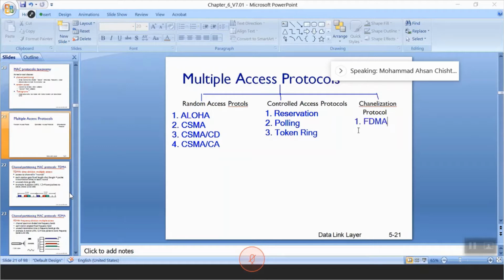The first one is FDMA. The second is TDMA, and number three is CDMA. So this is the categorization that we see of multiple access protocols. The broader ones are random access, controlled access, and channelization, and each one has its own set. Now to begin with, let's first take the third one, the channelization protocols, in which we have FDMA, TDMA, and CDMA.